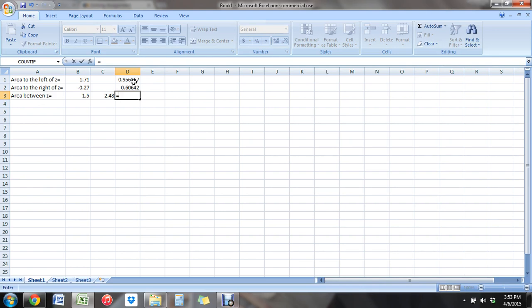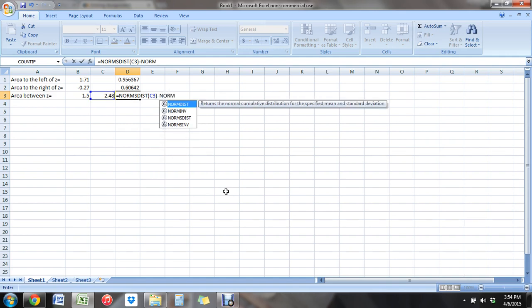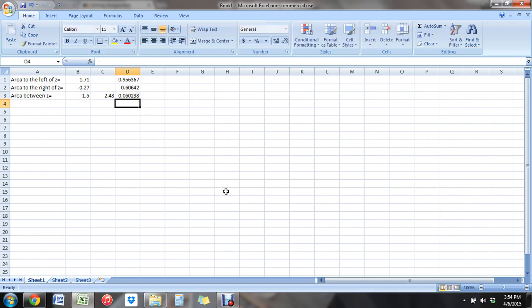So in this case, our larger z-value is the 2.48, that corresponds to having the larger area to the left. So I'm going to do equals NORMSDIST of the 2.48, so the area to the left of the 2.48. Be sure to close that parenthesis off and then subtract the area to the left of the smaller z-value, the 1.5. And there you have it.